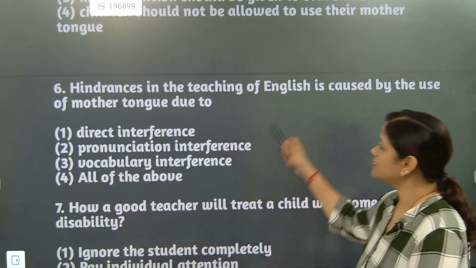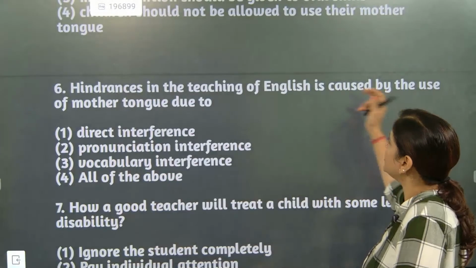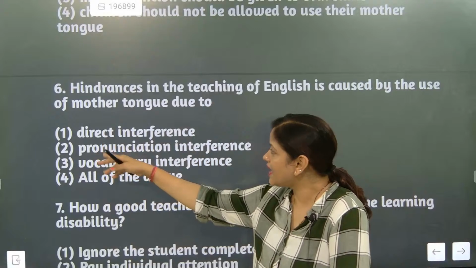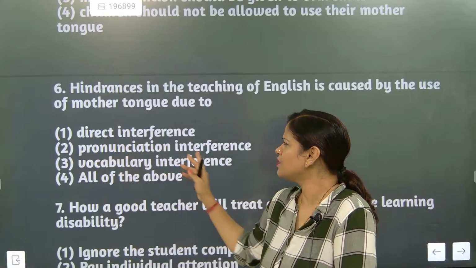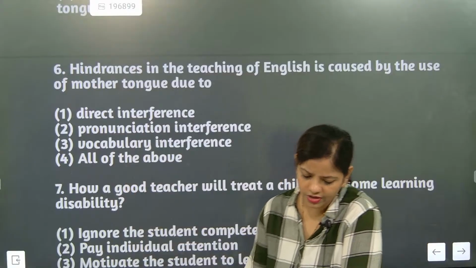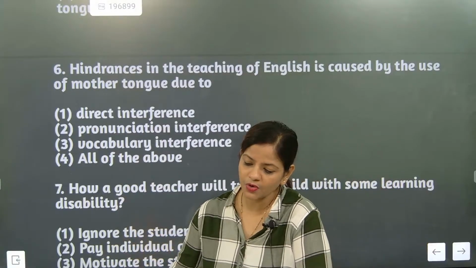So here, now, hindrance in teaching of English is caused by the use of mother tongue due to direct interference, pronunciation interference, vocabulary interference, all of the above. Now, what do you feel is the biggest problem here?